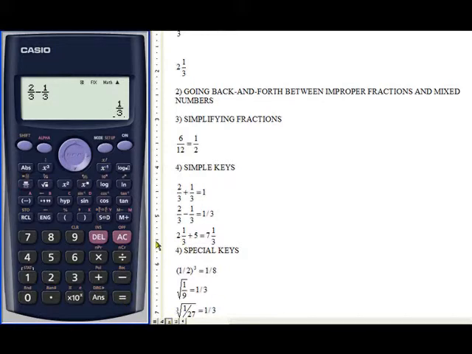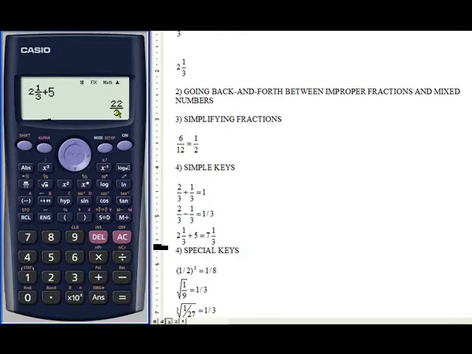Now I can do the mixed numbers, 2 1/3 plus 5. How do I do that? Now this time I have to either push the fraction button twice, or in this case enter it as a mixed number. Shift the fraction button will give me the mixed number option. 2, right arrow, 1, right arrow, 3, right arrow, plus 5 equals.